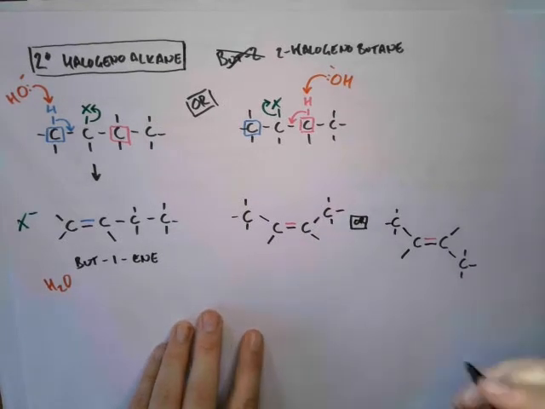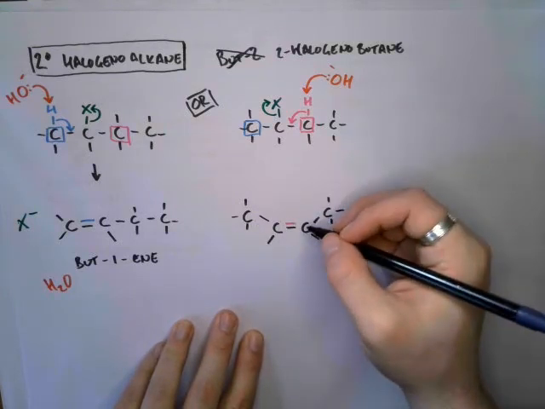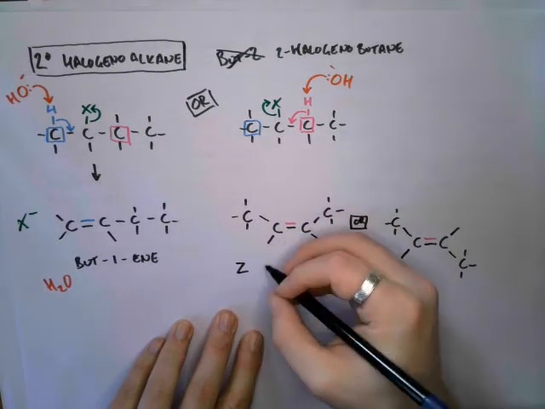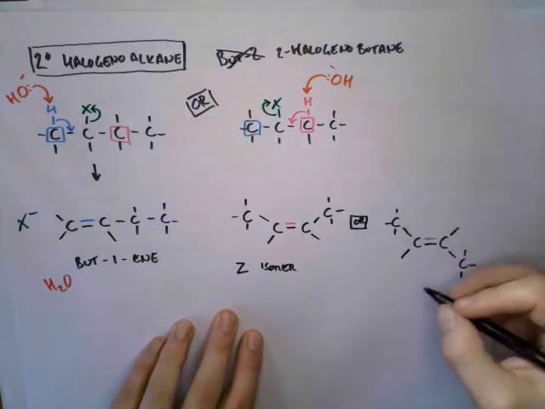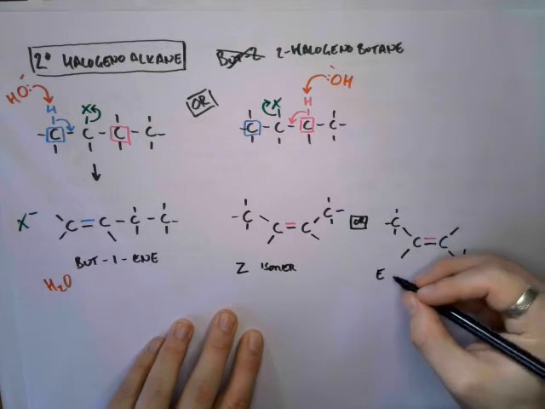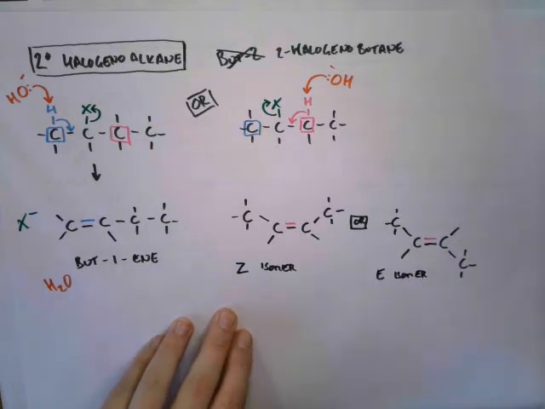Now if we look at those, what I've now got is this one there on the same side, so this is going to be my Z isomer, and here they're on opposite sides, so they must be enemies, and it is my E isomer. I get around to naming them.